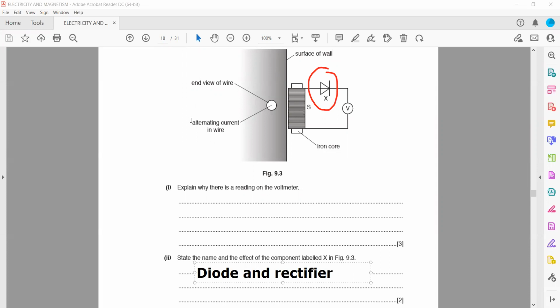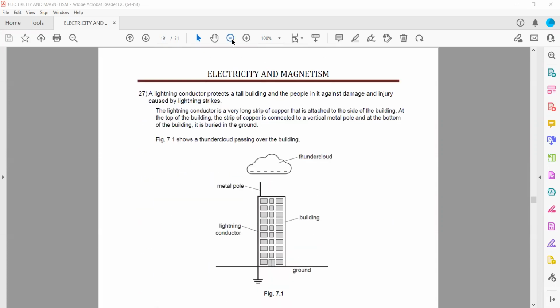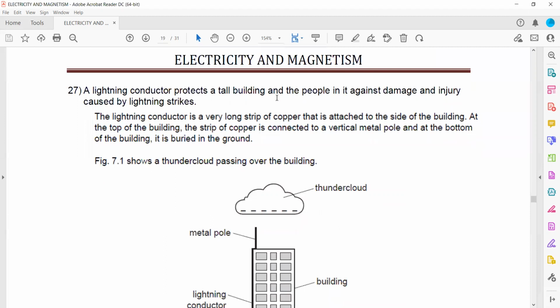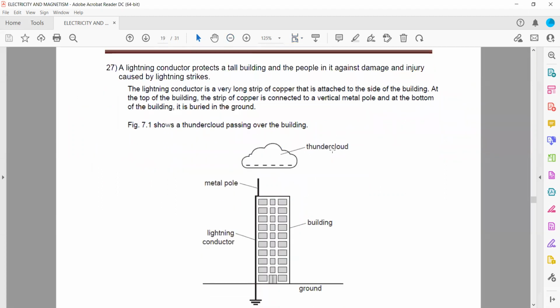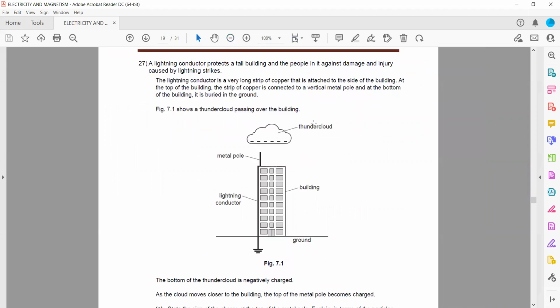Rectifier means it allows the current to flow in one direction, or you can explain in your own words, allow the current to flow only in one way. The lightning conductor protects a tall building and the people in it against damage or injury caused by the lightning strike. The lightning conductor is a very long strip of copper that is attached.